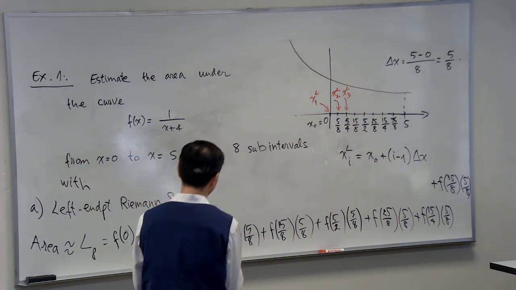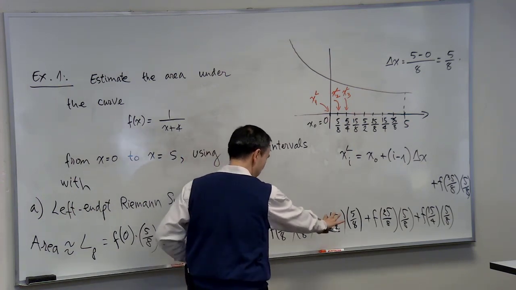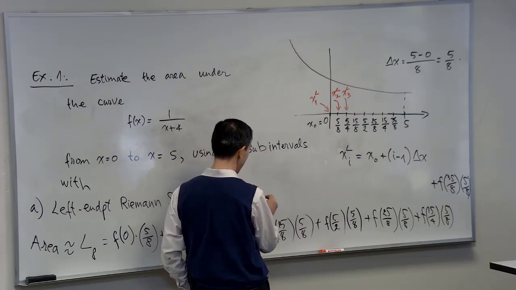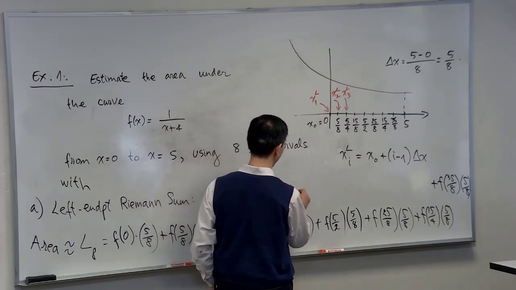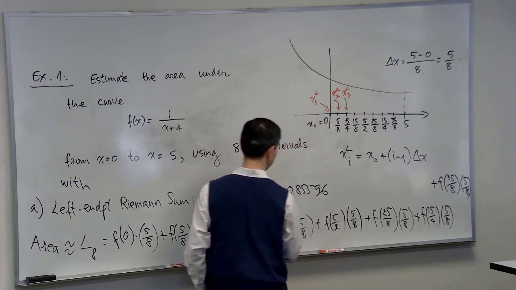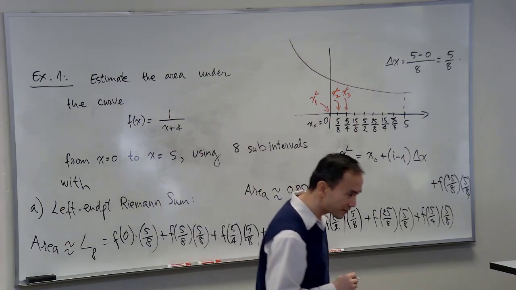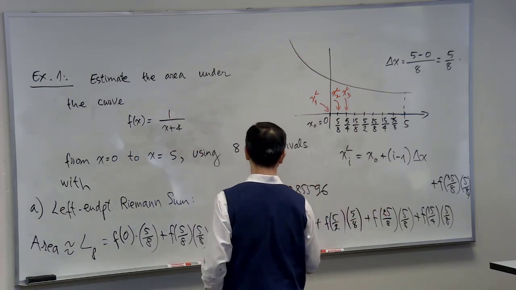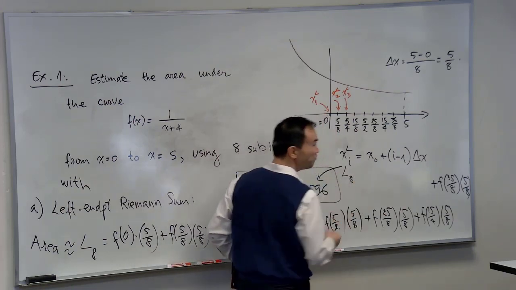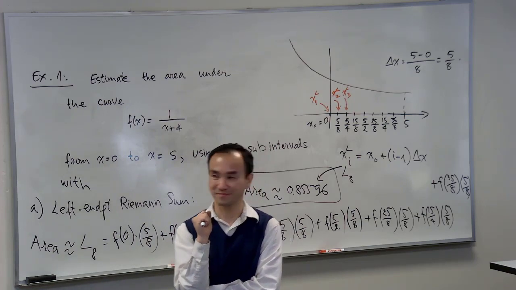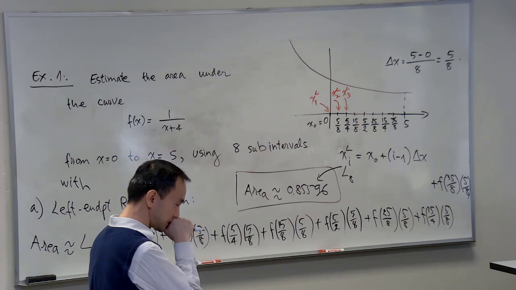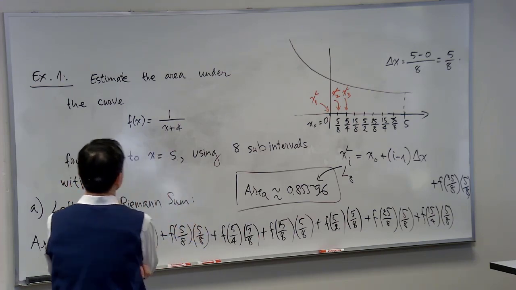All right, so after adding up and multiplying with 5/8, we're looking at the final area. It's approximately equal to 0.85596 in 5 decimals. This value right here is our L8. So that's the work that we're doing, and for the next problem, I should be able to get it faster.